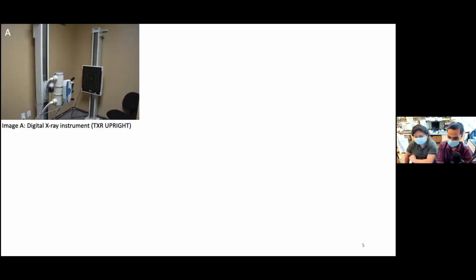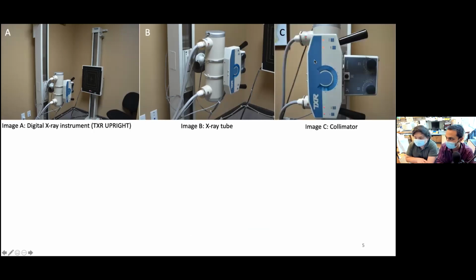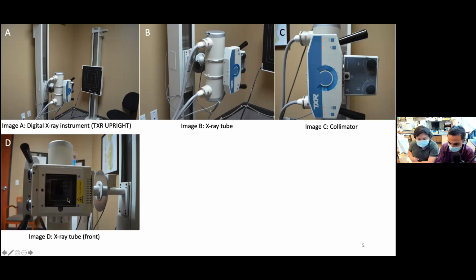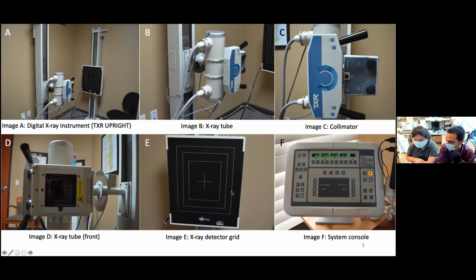Okay, so this is the TXR upright instrument, and I'll talk more about each individual part. This is the X-ray tube, which you can see here. This is the controller for the X-ray tube to move it up and down and front and back. Over here is the collimator, which helps to regulate the radiation scatter. This is the front of the X-ray tube, how the front looks for this particular TXR instrument. Here is the detector grid, which is a 17 by 14 inch grid for this instrument.